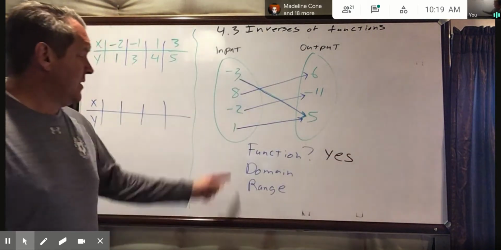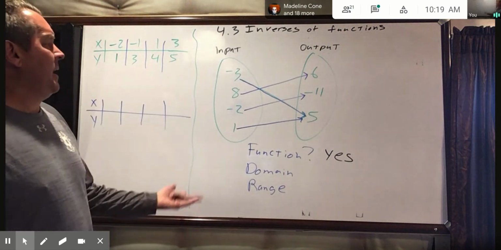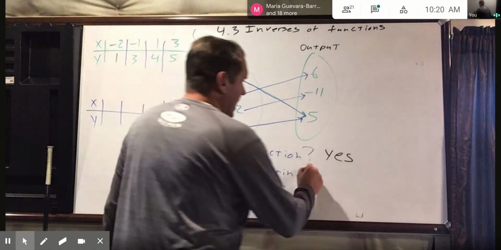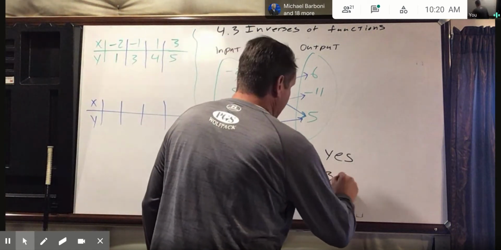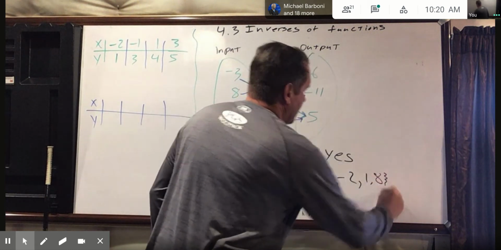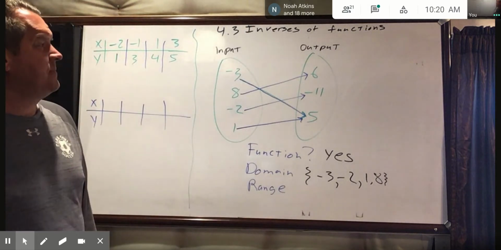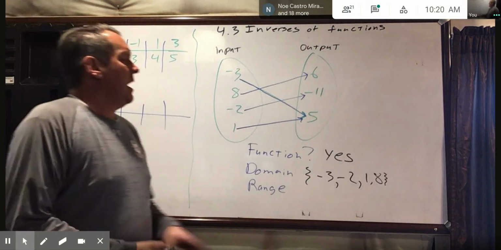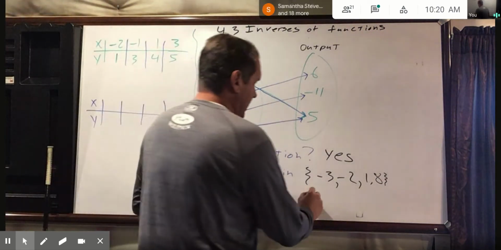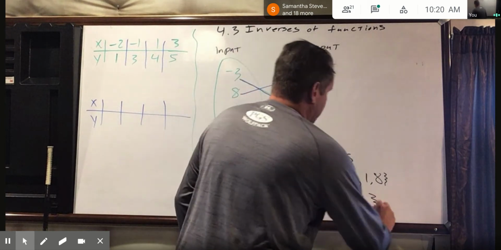All right, domain. Our domain is our inputs. I'm going to put them in numerical order from least to greatest. You don't have to do that. -3, -2, 1, and 8. And I list them with these little squiggly brackets, set notation. Outputs: even though 5 is being hit twice, we only write it down one time. So I'm going to go -2, 5, and 6.